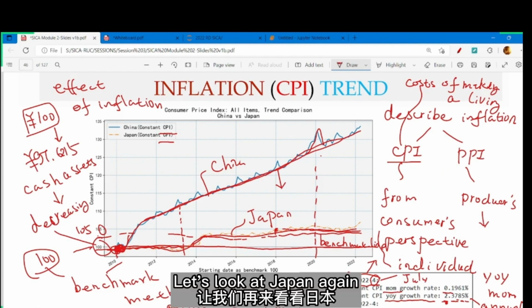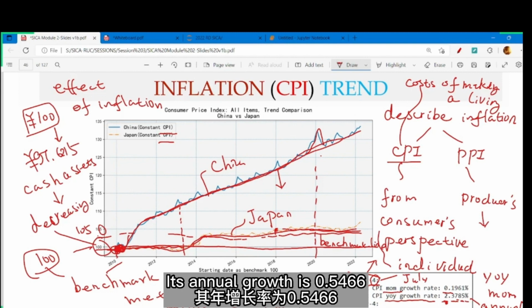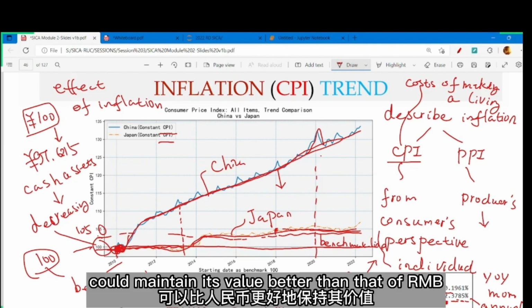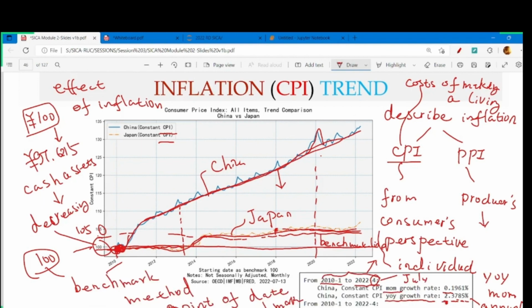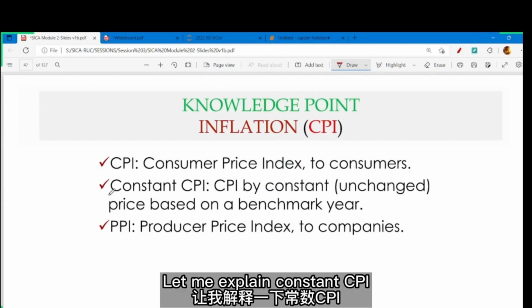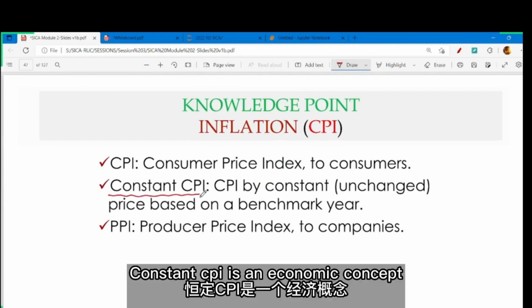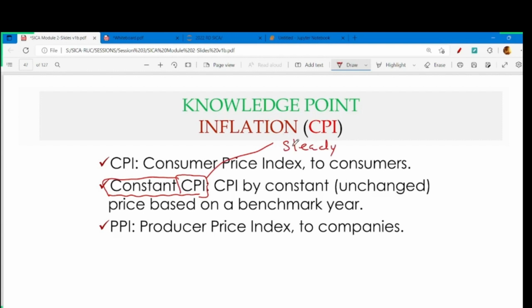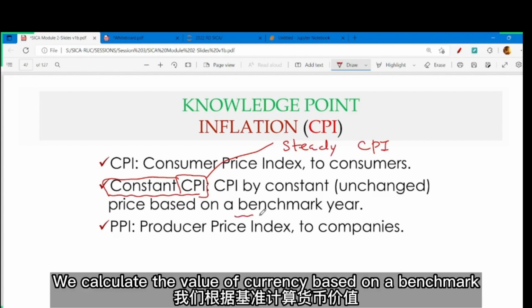Let's look at Japan again. Its annual growth is 0.5466. That means the Japanese yen could maintain its value better than the RMB. Let me explain constant CPI. Constant CPI is an economic concept. It means we use a more steady way to calculate CPI. We calculate the value of currency based on a benchmark year.